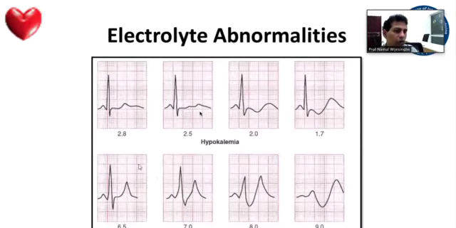Likewise, in hyperkalemia, when it is about 6.5, the QRS complex starts widening and you will see tall and tented T waves. But then slowly the QRS complex gets widened, the T wave gets flattened, and it ends up in a sine wave pattern when the serum potassium is more than 9.0.